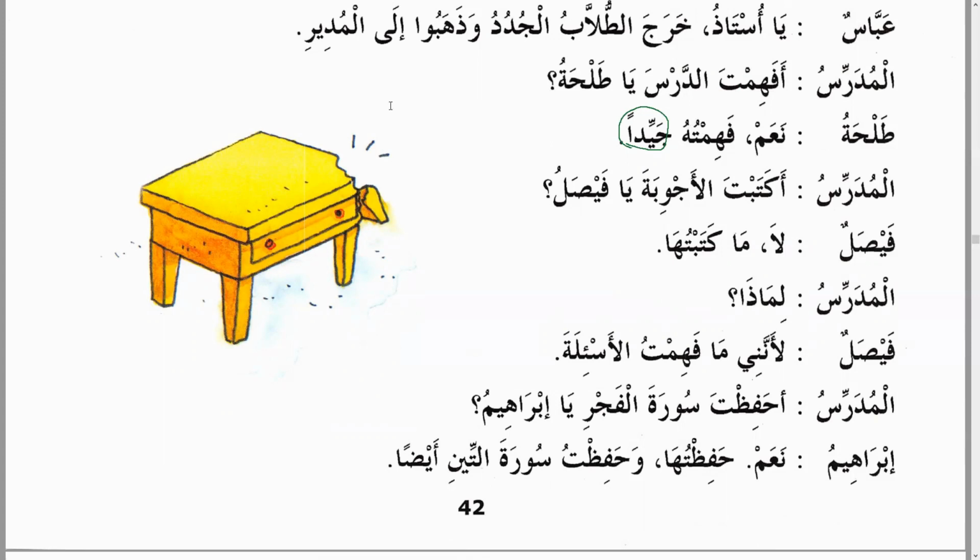Fahima is to understand. The verb fahima yafhamu, bab samia, to understand. New verb, I think. Fahima yafhamu, to understand. Fahima, fahima, fahimu, fahimat, fahimata, fahimta, fahimtuma, fahimtum, fahimti, fahimtuma, fahimtunna, fahimtu, fahimna. Fahimta darsa ya Talha. Oh Talha, did you understand the lesson? Naam fahimtuhu jayidan. Yes, I understood it nicely.